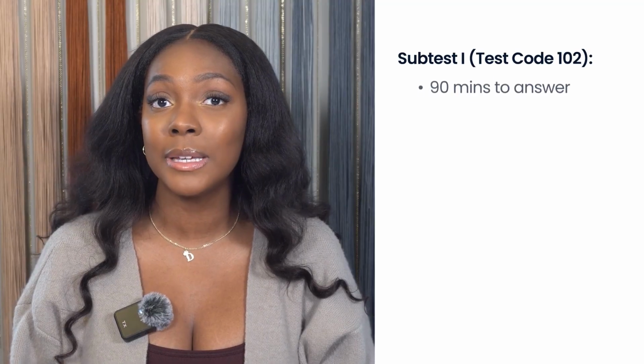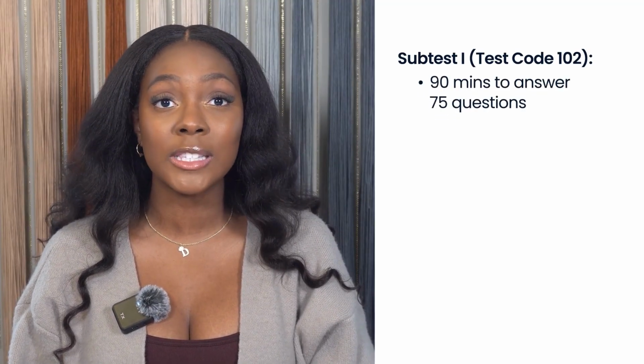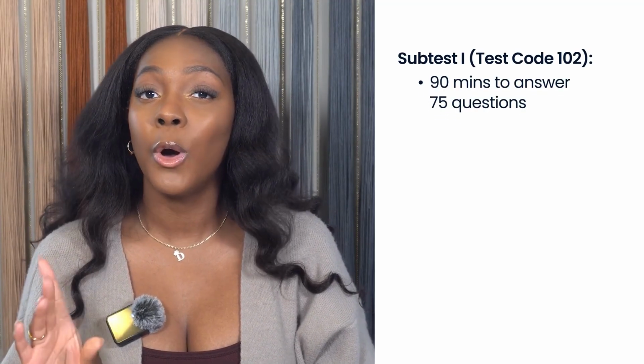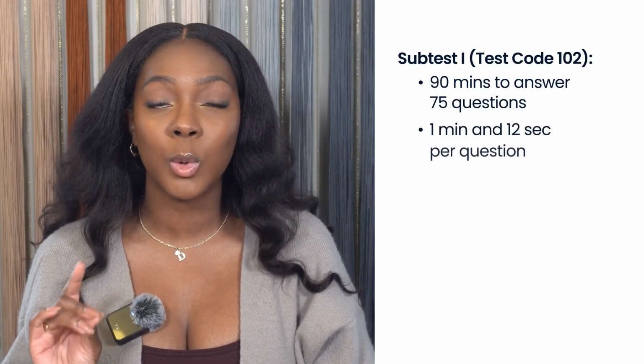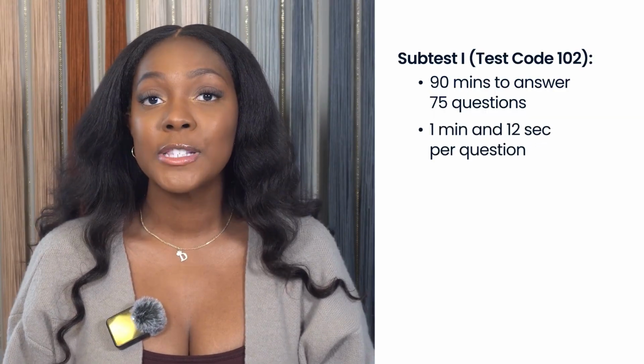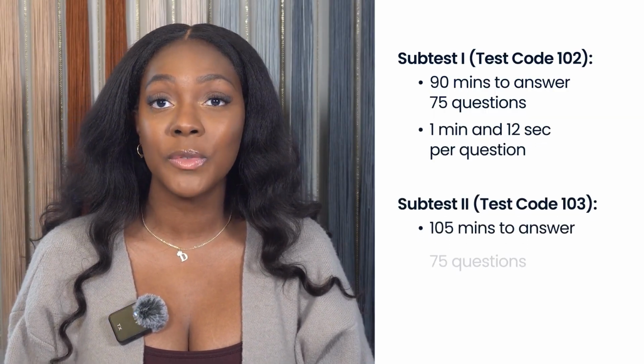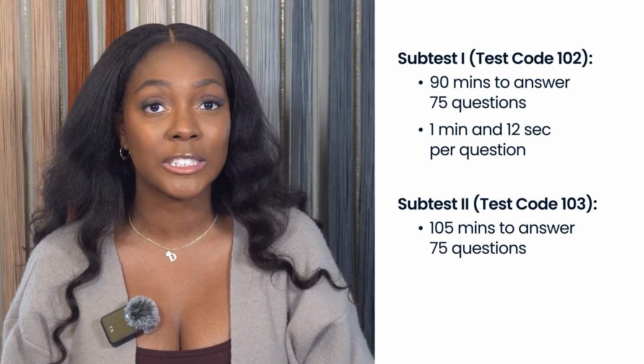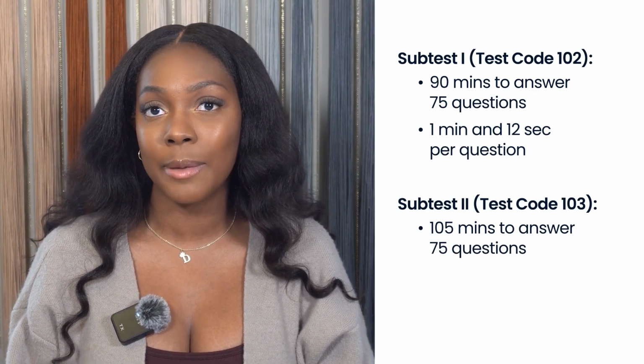Time management is critical on the AEPA Elementary Education Exam. For Subtest I, you have 90 minutes to answer 75 questions, which means you have about, on average, 1 minute and 12 seconds per question. For Subtest II, you have about 105 minutes for 75 questions, giving you a bit more time per question. You want to keep moving steadily so you have enough time to come back and review at the end.